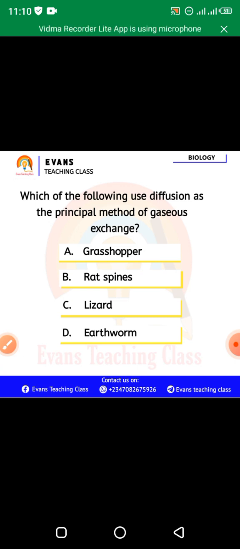A. Grasshopper, B. Rat, C. Lizard, D. Earthworm. Looking at the options critically, the organism with a very low or simple respiratory system is the earthworm. So earthworm can carry out its gaseous exchange by simple diffusion. So our right option here is earthworm.